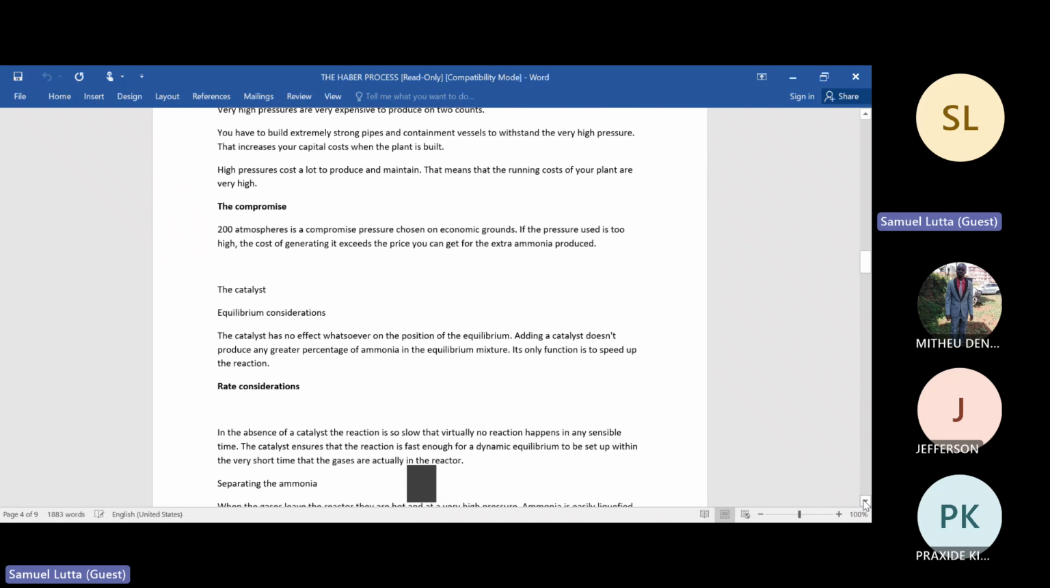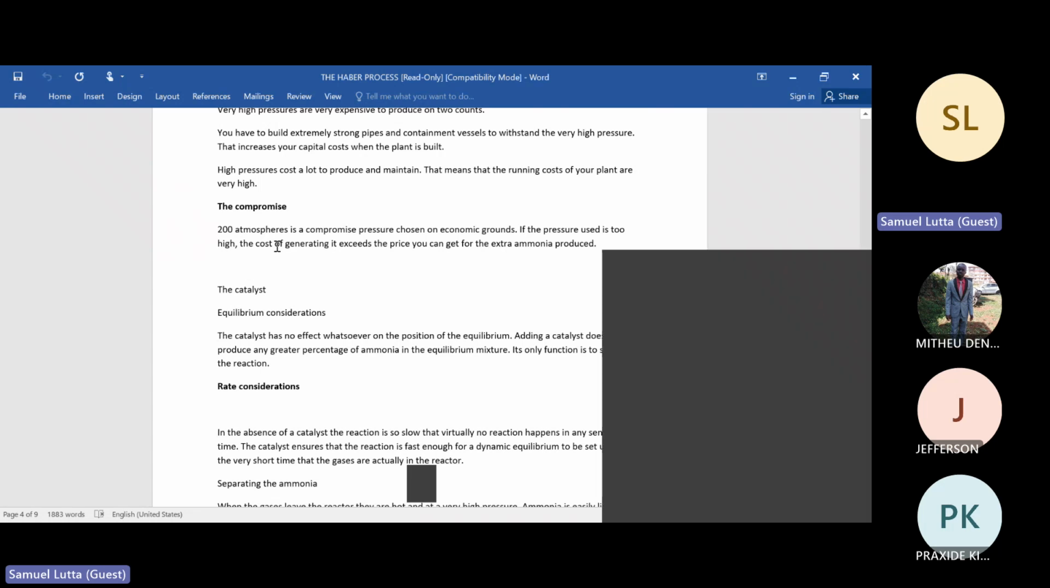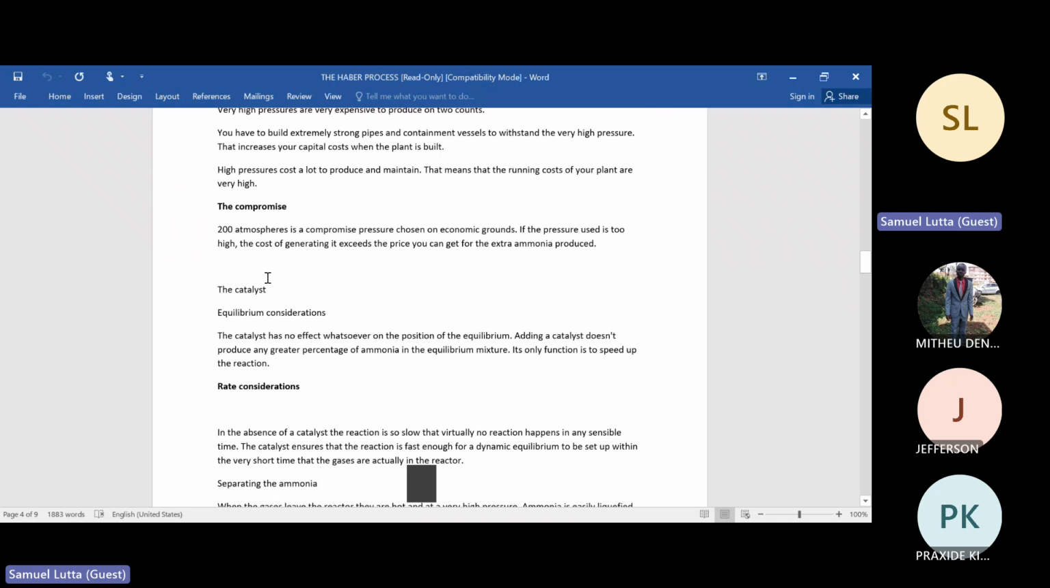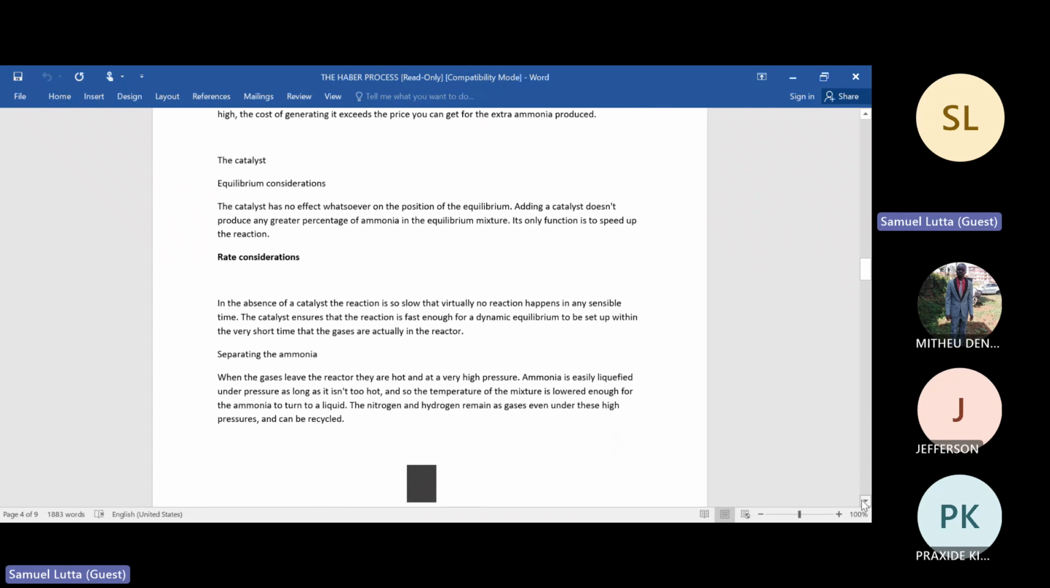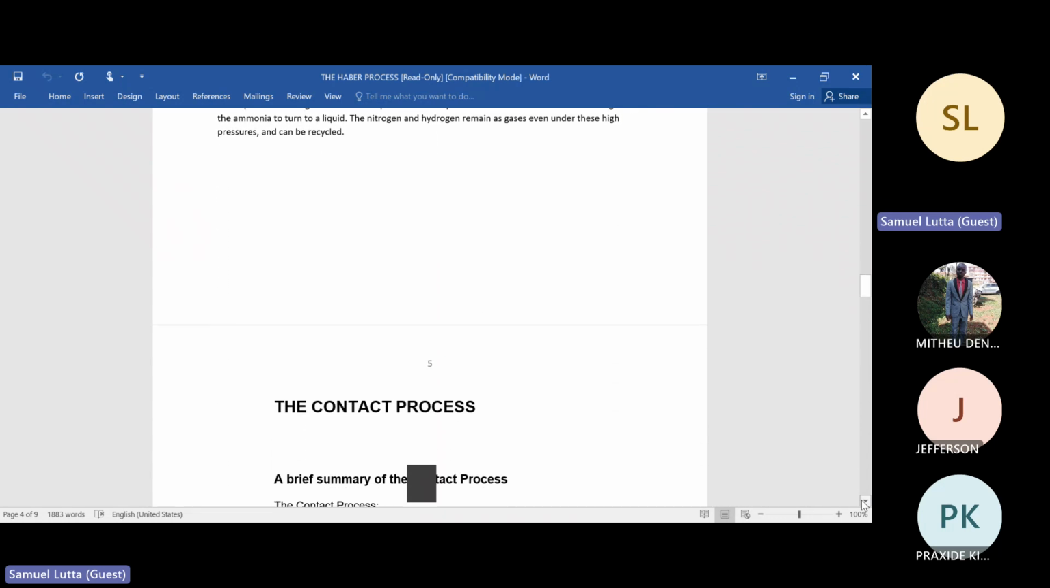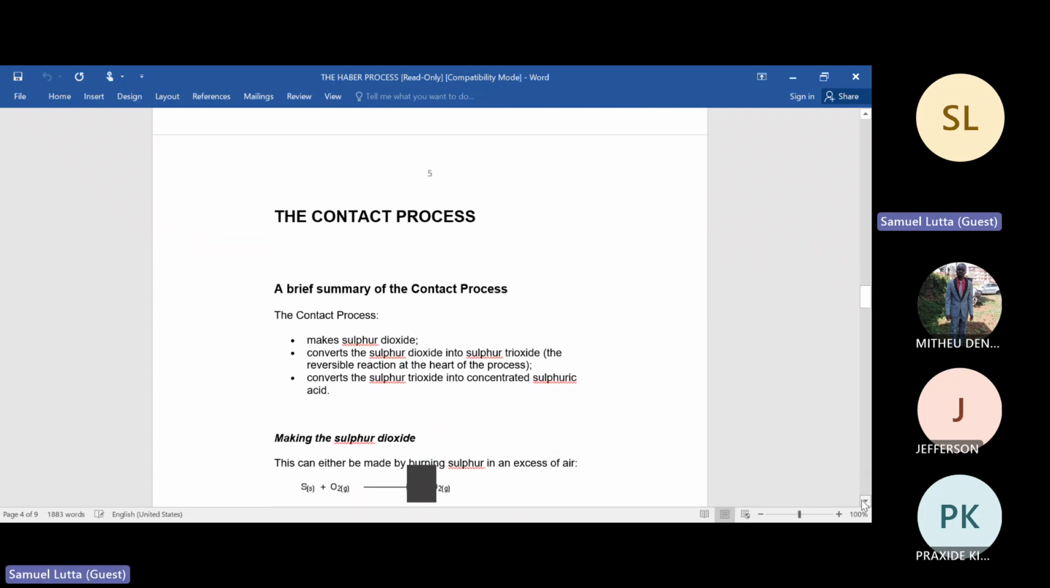And then for the pressure, we said you use high pressure. Again, not very high pressure, because when you use very high pressure, the process will be expensive because you need very special vessels that can contain high pressure. So we use 200 atmospheres as the pressure, and then for the catalyst we use iron. So these are just there to improve the process.